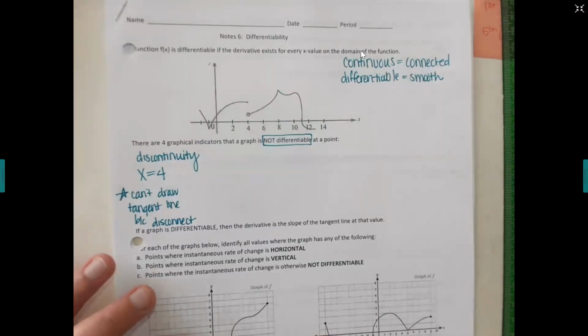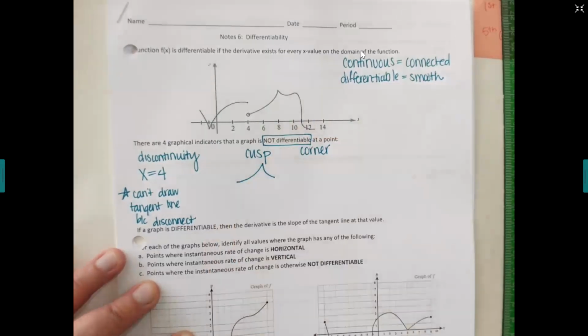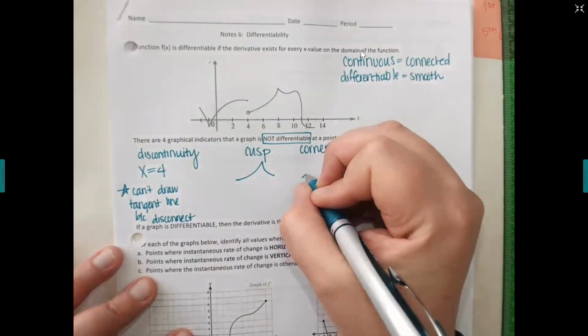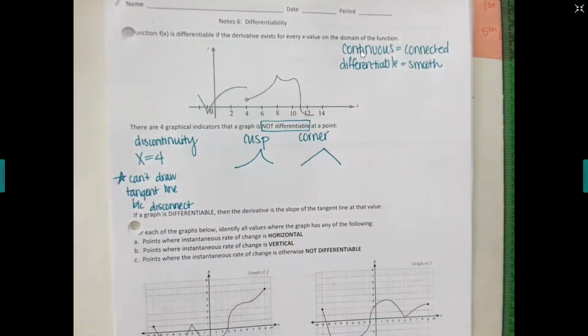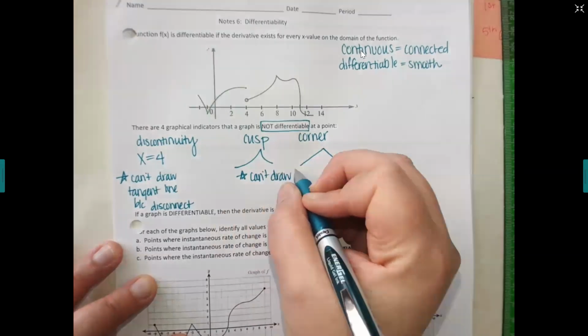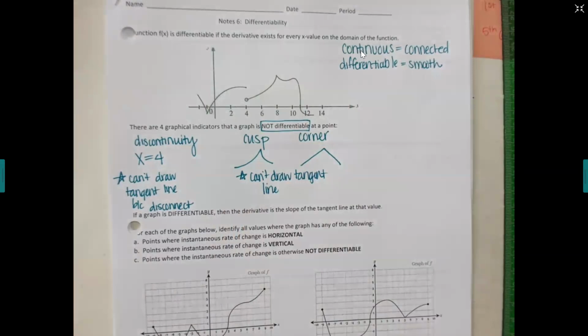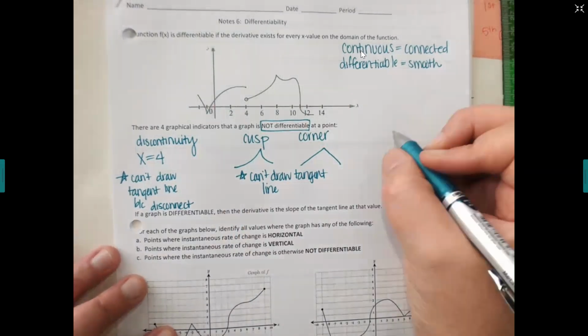Okay, type number 2 is a cusp. And type number 3 is a corner. A cusp is going to be like a sharp turn. A corner would also be a sharp turn, but both sides are straight. Okay, so anything like that is not differentiable, and it's for the exact same reason. If I try to use my pen to draw in a tangent line, I can't ever match both sides because of that little point. You know what I mean? So both of these, I'm going to say, can't draw tangent line, because there's no way for the graph to lay smoothly up against that because of how sharp the turn is. Okay, the last type is going to be a vertical tangent.